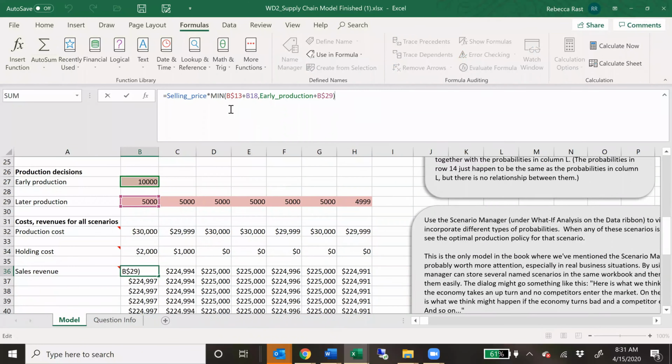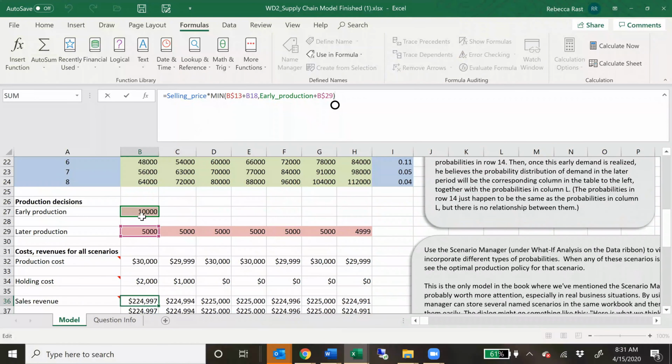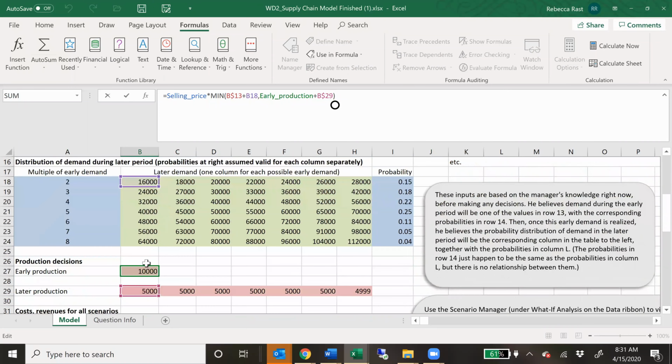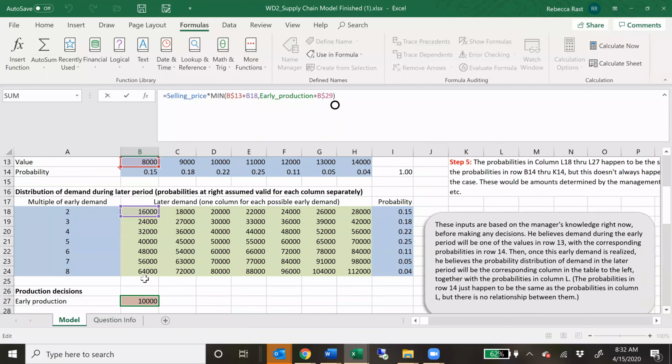So we're trying to look at the sales revenue. So we say selling price times the minimum amount of B13 plus B18. And then you have that early production plus B29.